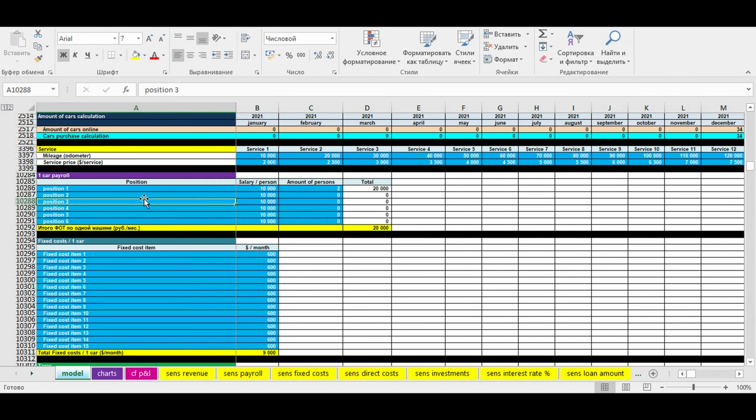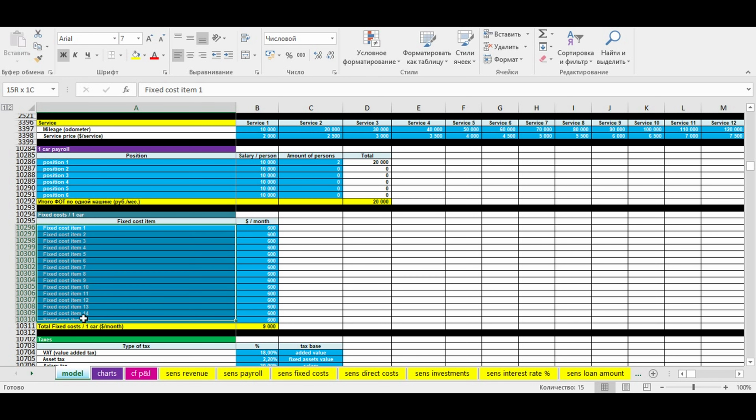Then you specify monthly payroll of one delivery car. Here you specify names of positions, salary of one person on each position, and amount of people on each position. Also, you can specify monthly fixed costs for one delivery car. Here, you type the name of fixed cost. And here, you enter a monthly value of this cost in dollars.